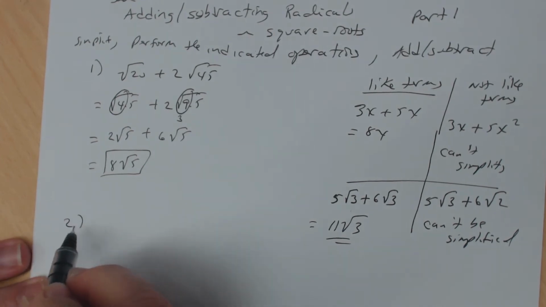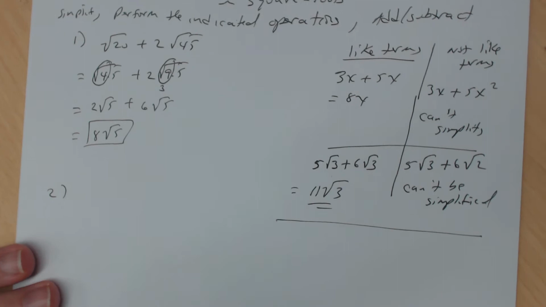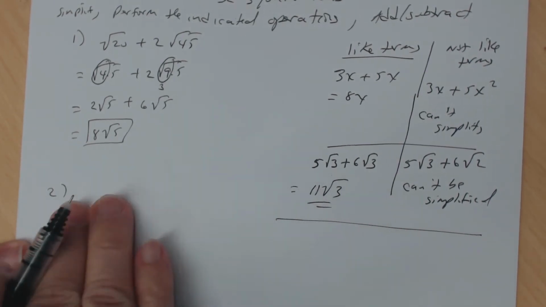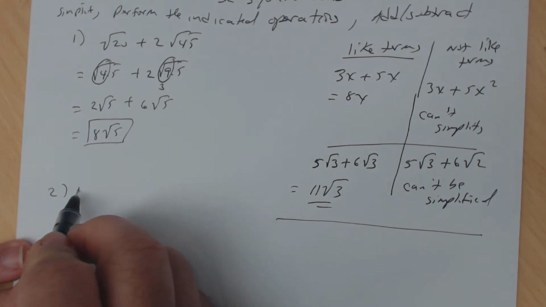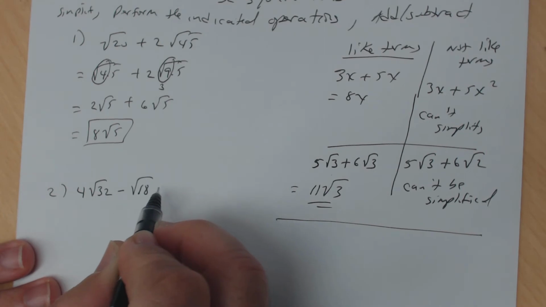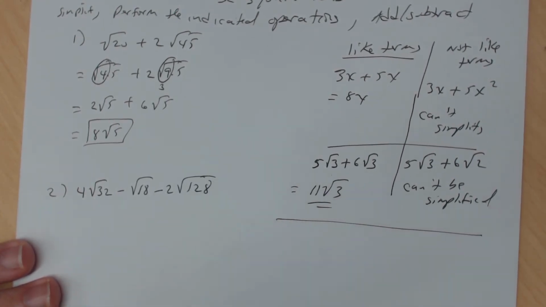All right, number 2. Okay, now let's talk about something else here. Well, let's do number 2 first. Suppose we had 4 square root of 32 minus the square root of 18 minus 2 square root of 128. All right, suppose I had that.